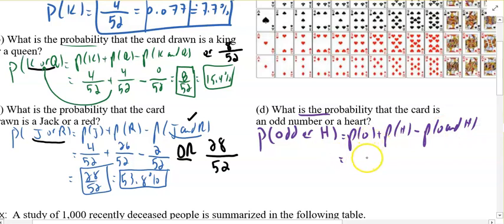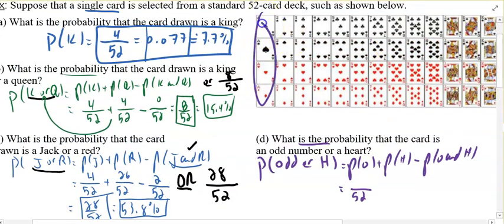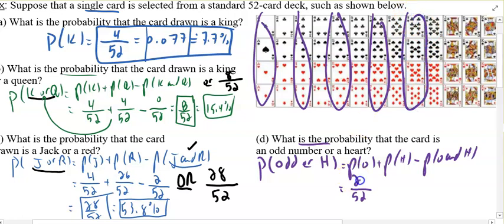The probability of an odd number, out of 52. How many are odd? 4, 8, 12, 16, 20. Kings and queens and jacks are not considered either or. And out of 52, how many are hearts? How many are hearts? Out of 52, 13 are hearts.